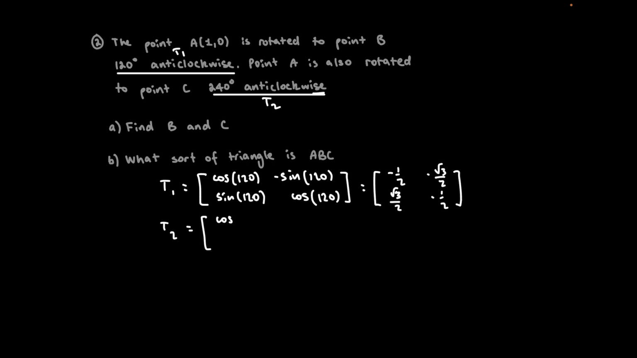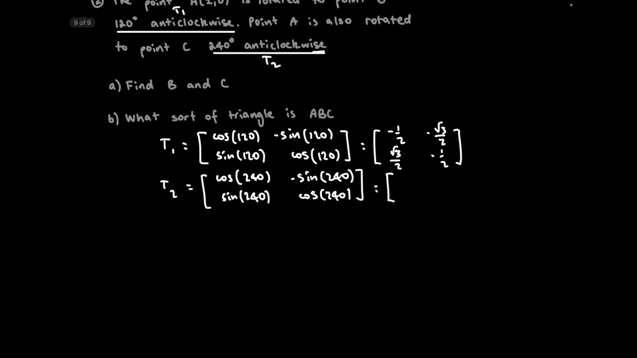And then for T2 we can do the same thing, but with 240 degrees. So cos 240 degrees, minus sin 240, sin 240, and then cos 240. And this will simply equal minus a half, minus root 3 on 2, root 3 on 2, then negative a half. So this is T1 and that's T2. And this is how you work out the matrix of the transformation.